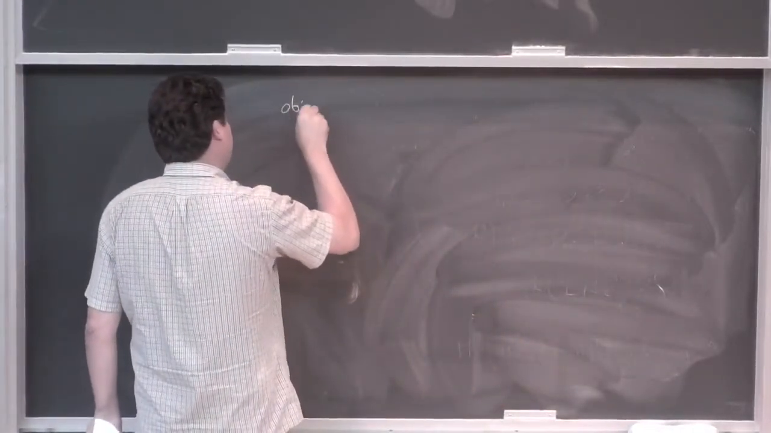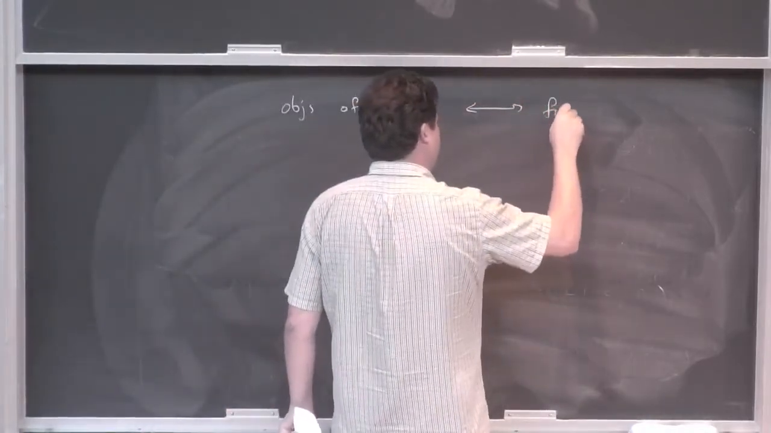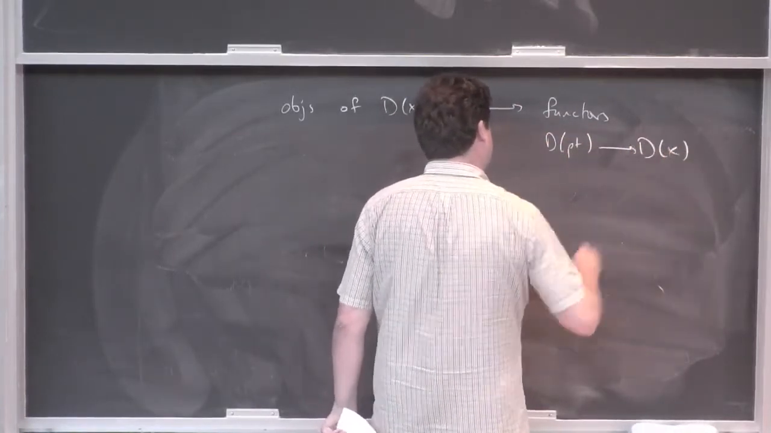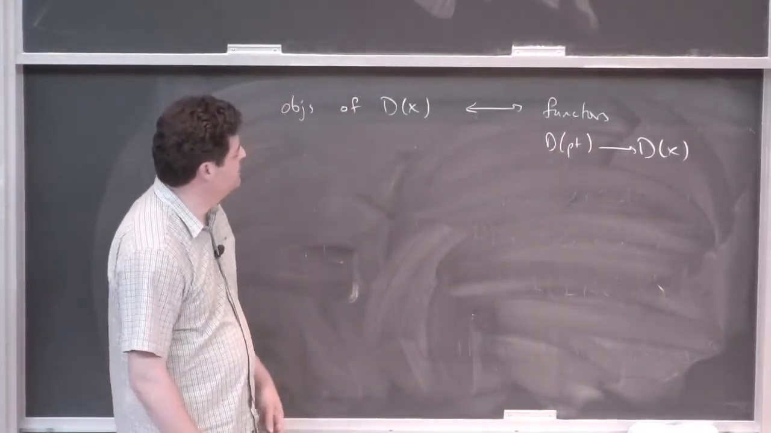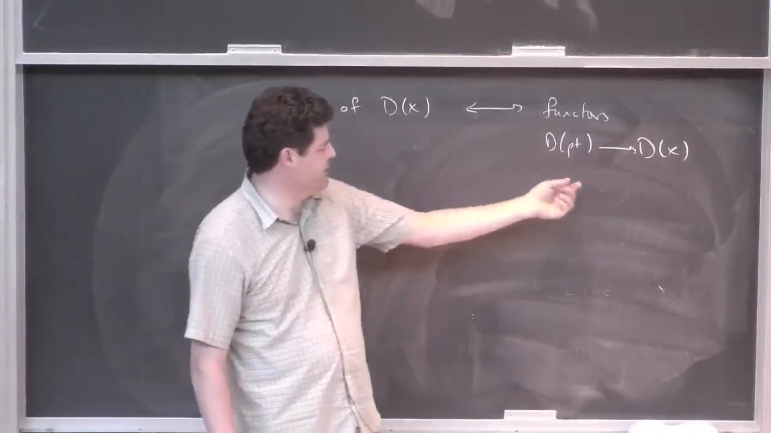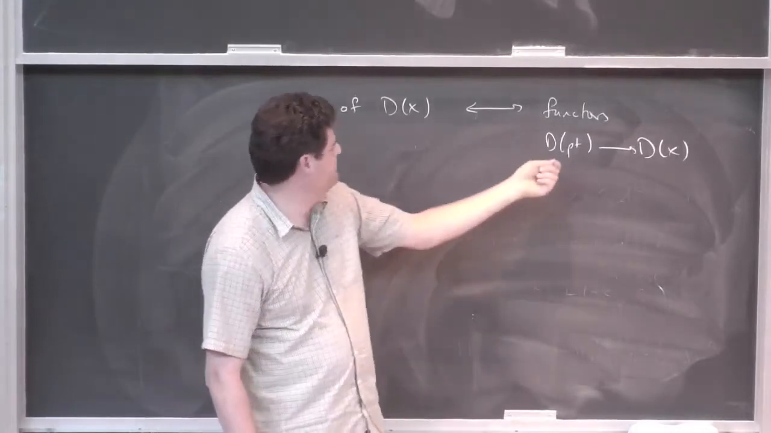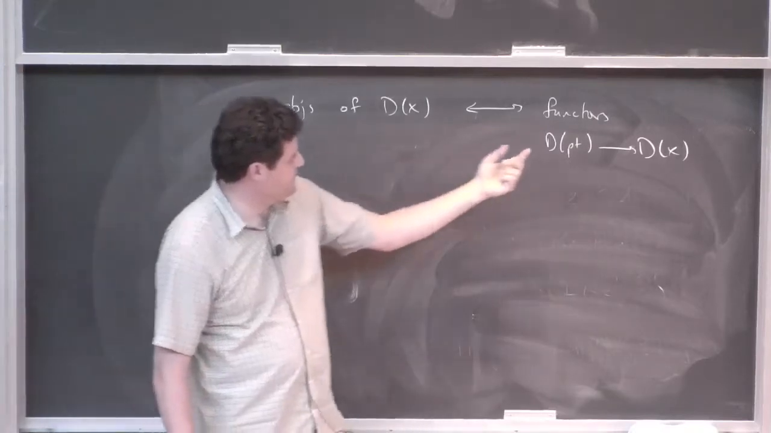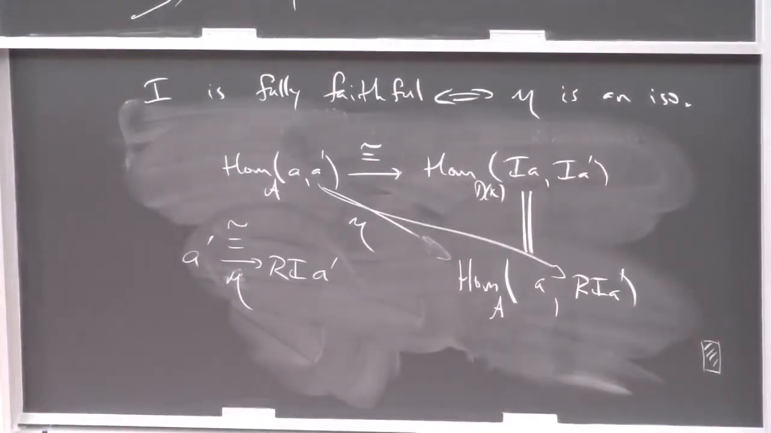So objects of D(X) are the same as functors. You just ask where each point goes, and because everything here is a sum of your basic O of a point, that tells you where they have to go over here. On the other hand, every functor like this gives you a map that way. This is sort of a trivial observation, but it's nice to make.